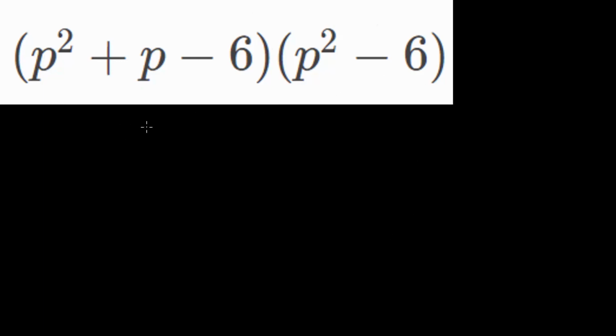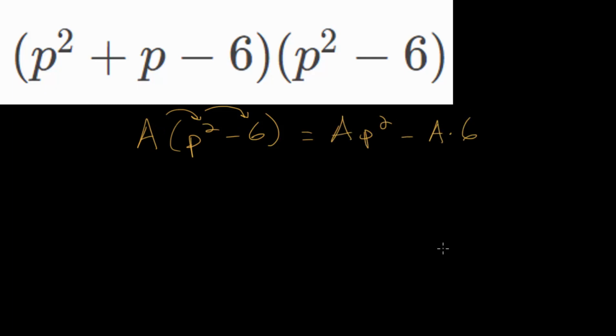You could think of this as some constant or expression a multiplied by p squared minus 6. This a, this constant or this expression, we'll distribute to both of these so that you get a p squared minus a times 6. And for this particular problem, a is just this quadratic polynomial here. We will distribute this entire thing to each of these terms, and we can write that out.